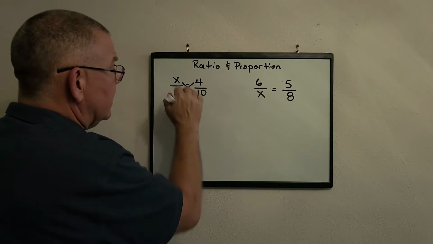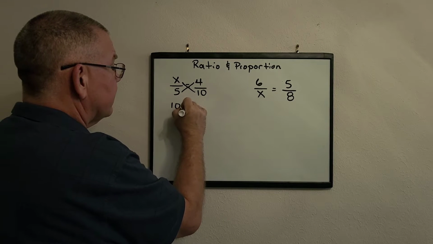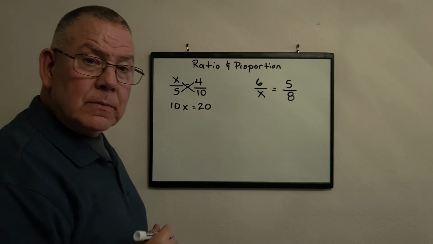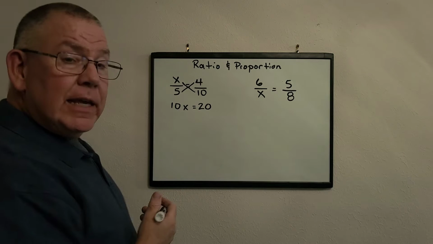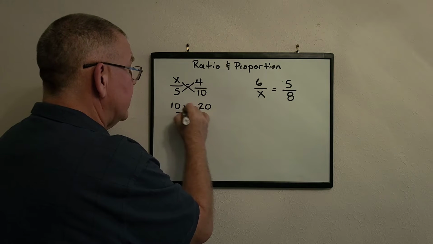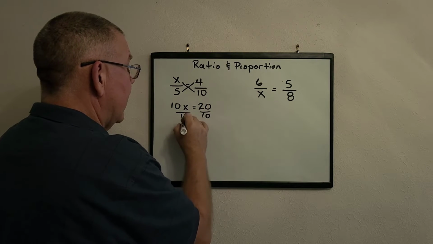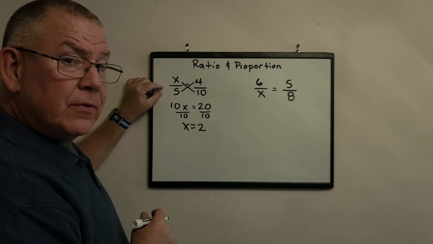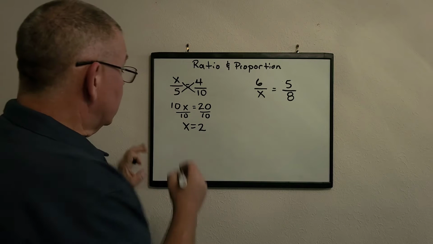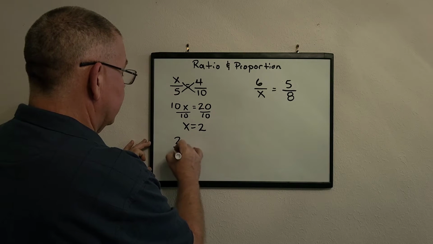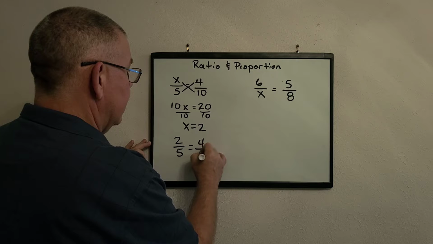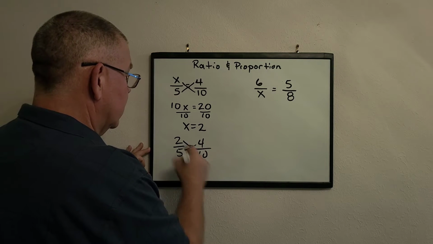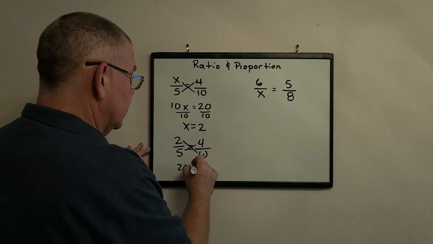So I'm going to do 10 times x is 10x. 5 times 4 is 20. Okay, now I have it to here. I'm going to divide both sides by 10. I get x equals 2. When I plug it back in, 2/5 equals 4/10. In other words, this is what I'm saying. If I cross multiply these, 5 times 4 is 20, 2 times 10 is 20.